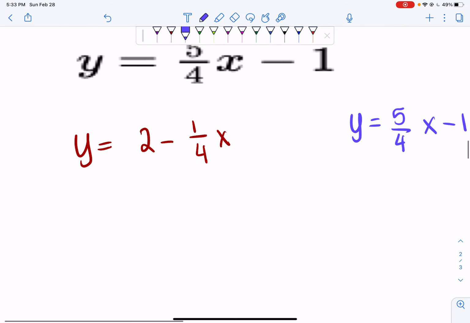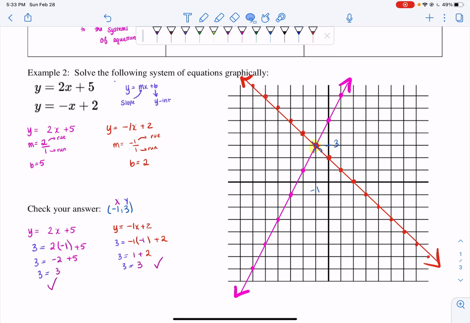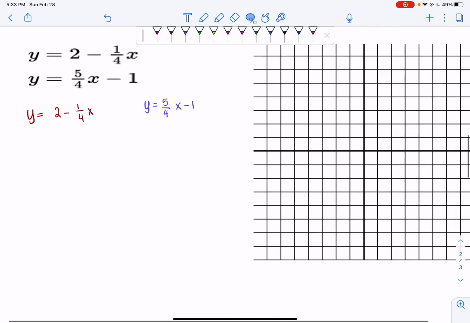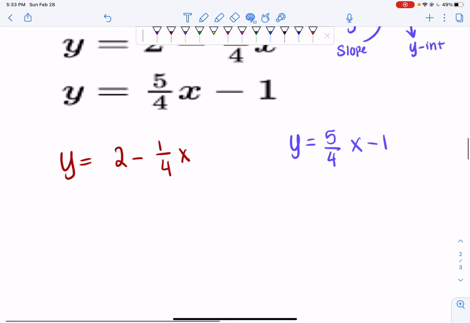So if I look, this is not in y equals mx plus b form. So I'm going to go up here and copy and paste my y equals mx plus b. In y equals mx plus b form, my slope comes first, and my slope is the number attached to my x. So I actually have to move my negative 1/4. So this equation is actually y equals negative 1/4 x plus 2.